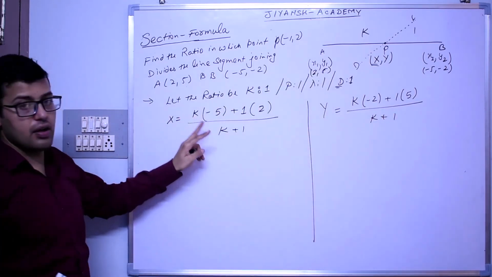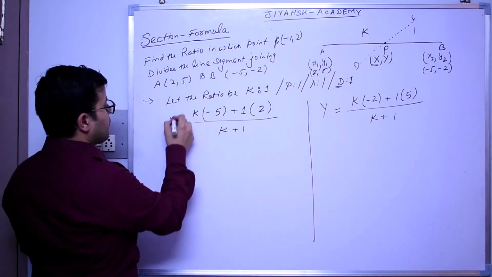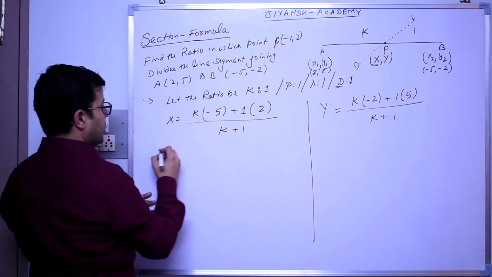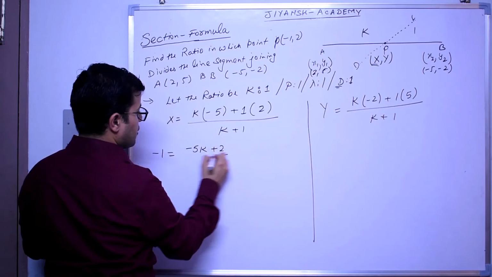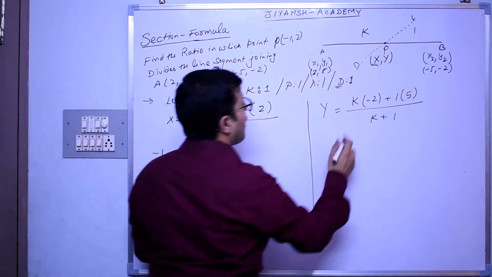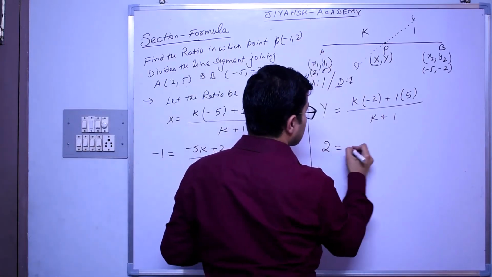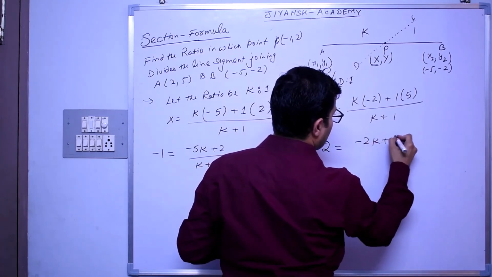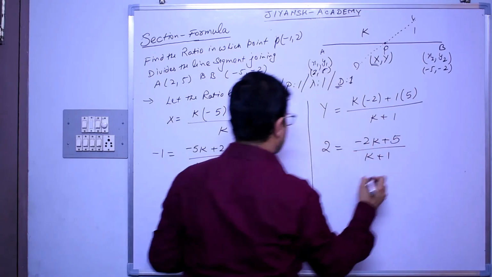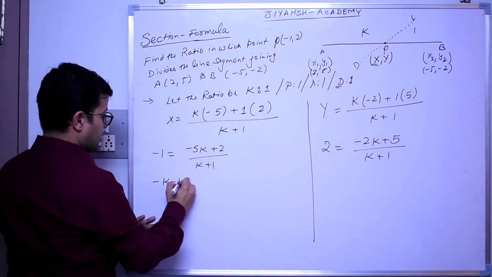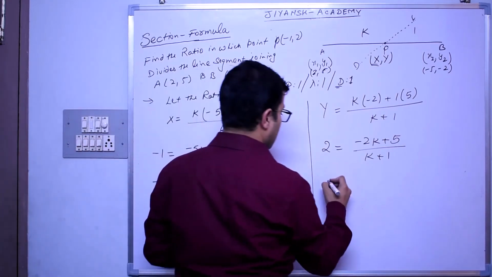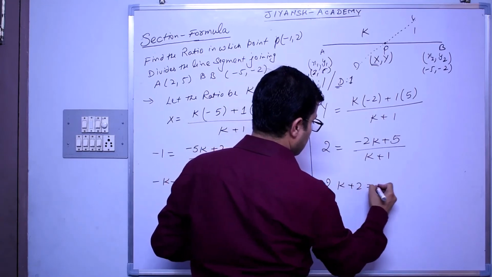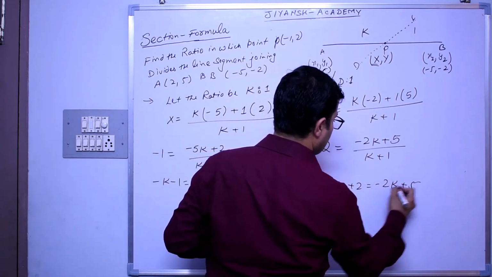Now m is k and n is 1. Now we'll substitute the value of x. X over here is minus 1, which is minus 5k plus 2 over k plus 1, and y over here is 2, so this is 2 is minus 2k plus 5 over k plus 1. So now this becomes minus k minus 1, which is minus 5k plus 2. This is 2k plus 2, which is equal to minus 2k plus 5.